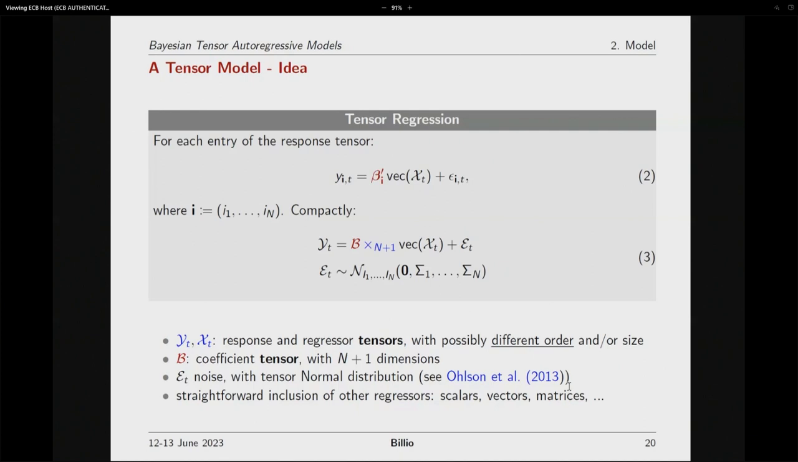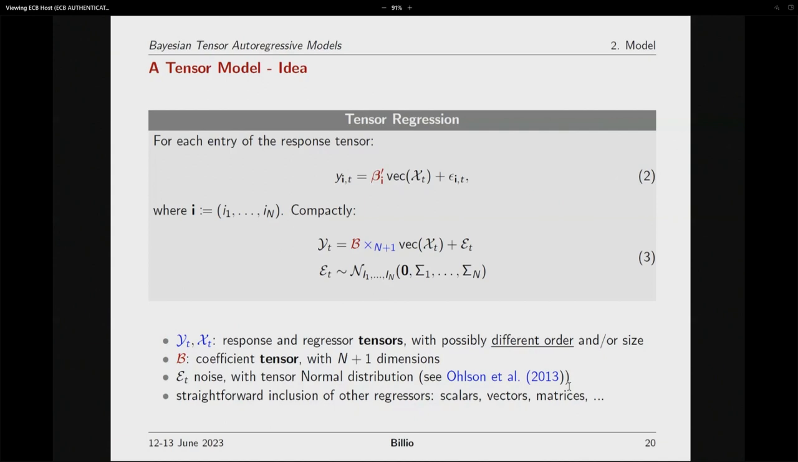You can have a tensor representation. Okay, then for each entry of the response tensor, you can represent it through a vector, in this case beta i, and then the vector representing another tensor. Clearly, if you put it in a compact way, what appears is the tensor on the left as the response tensor. The input tensor becomes a vector, since it is vectorized, but what is in the middle, the coefficient, is a tensor of one dimension more than the response tensor. And then in this case, it is a tensor of order N plus one.